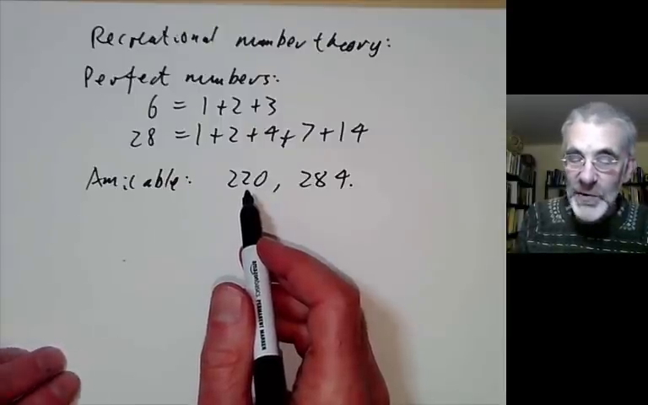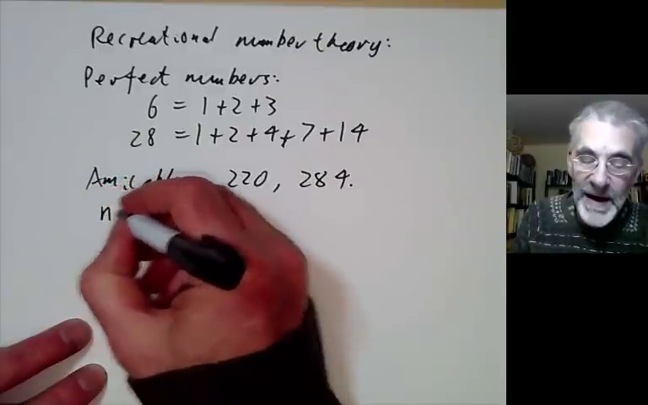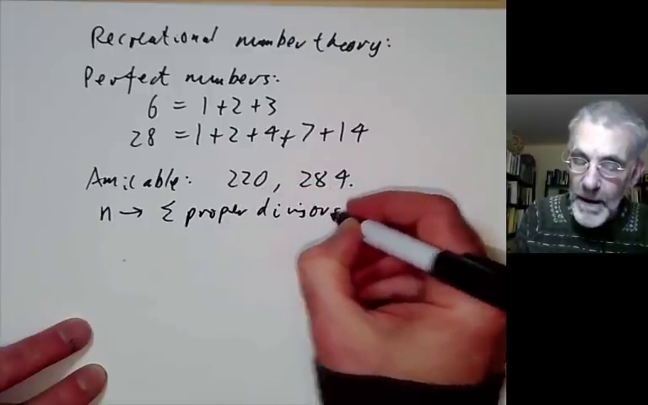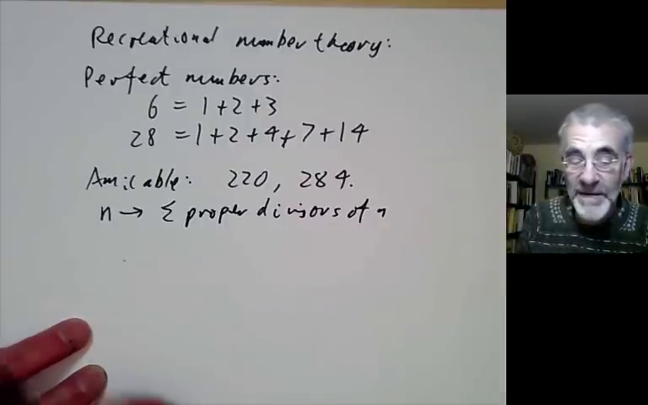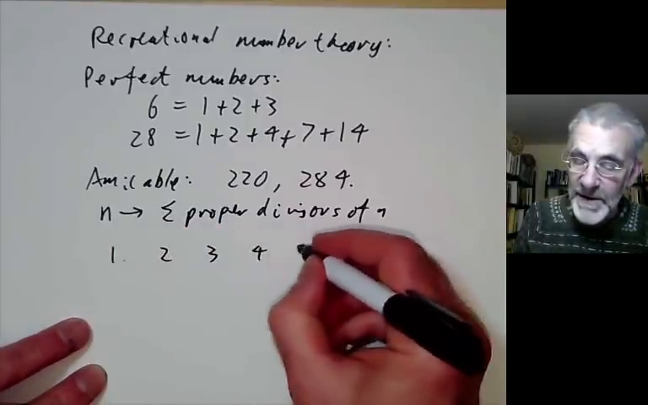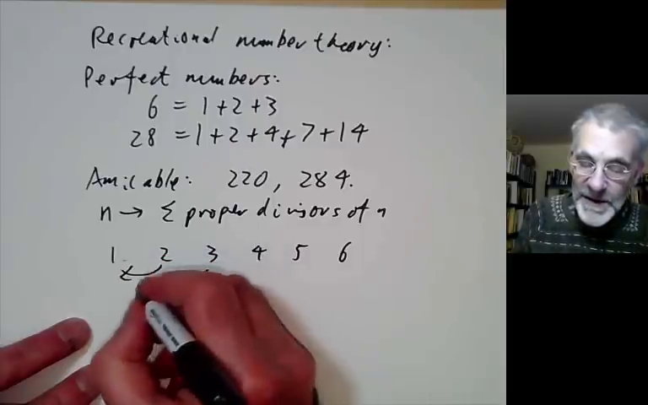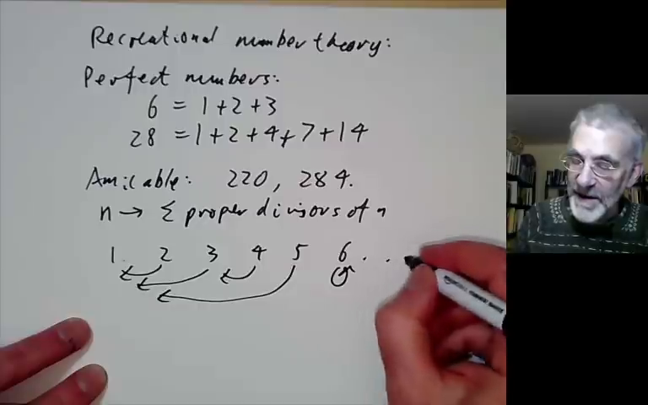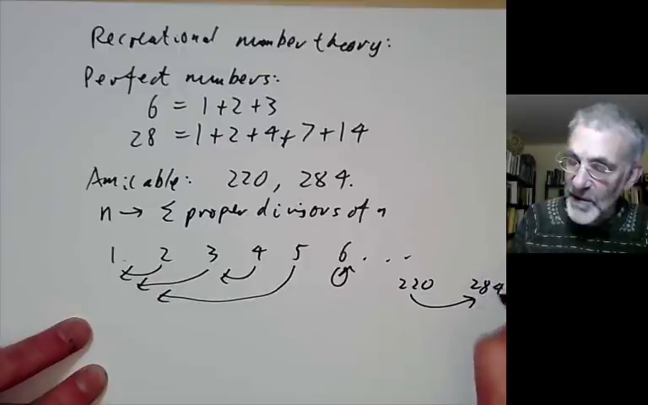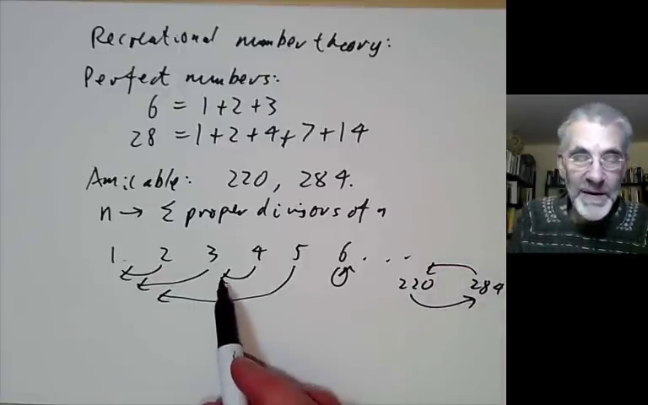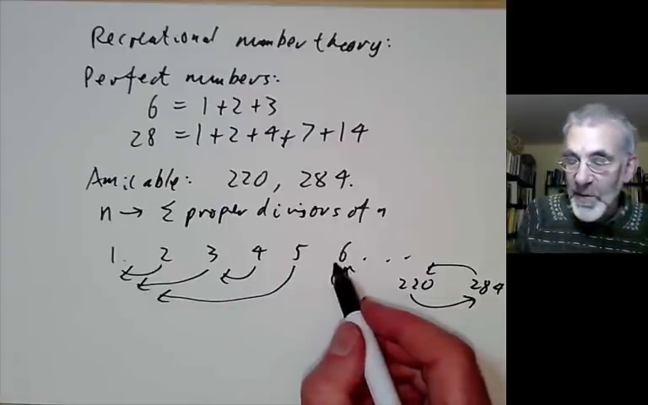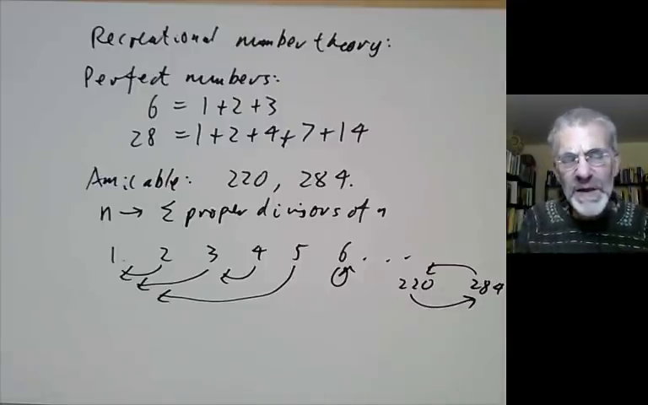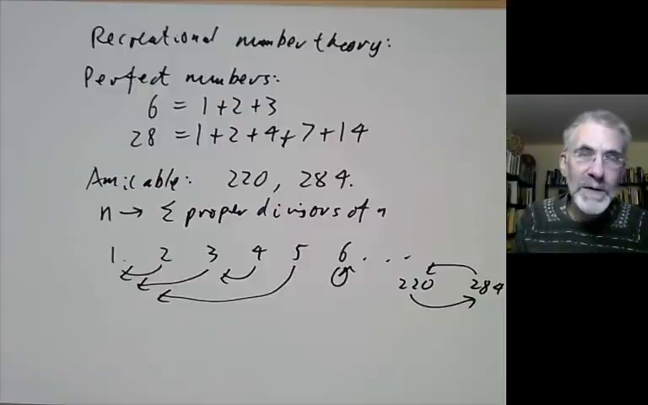You could try treating this as some sort of discrete dynamical system. If you take any number n, you could map it to the sum of the proper divisors of n. You can think of this as a function from the integers to itself and ask what it does. For instance, if you look at the first few numbers, 2 goes to 1, 3 goes to 1, 4 goes to 1 plus 2, which is 3, 5 goes to 1, 6 goes to itself because it's perfect. And 220 goes to 284, and 284 goes to 220. And if you've got a dynamical system, you can ask, does it have finite orbits? So for instance, perfect numbers are orbits of size 1, and amicable numbers are orbits of size 2, and so on. The trouble is, discrete dynamical systems seem to be incredibly difficult to understand and study.